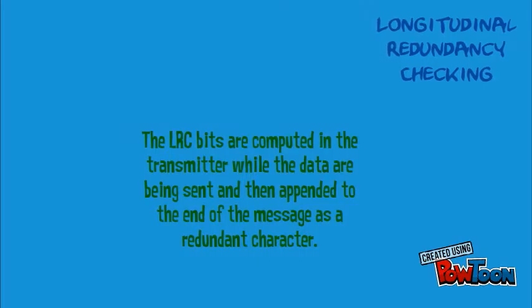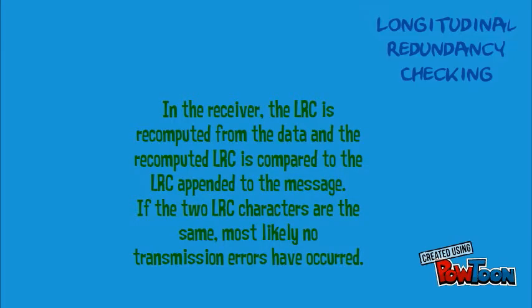The LRC bits are computed in the transmitter while the data are being sent and then appended to the end of the message as a redundant character. In the receiver, the LRC is recomputed from the data and compared to the LRC appended to the message. If the two LRC characters are the same, most likely no transmission errors have occurred. If they are different, one or more transmission errors have occurred.